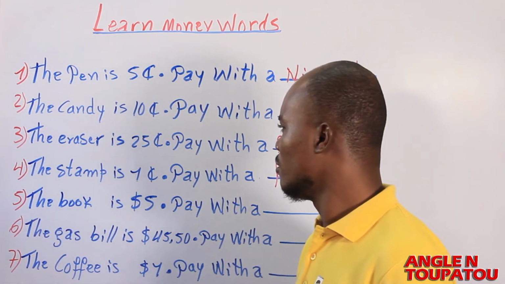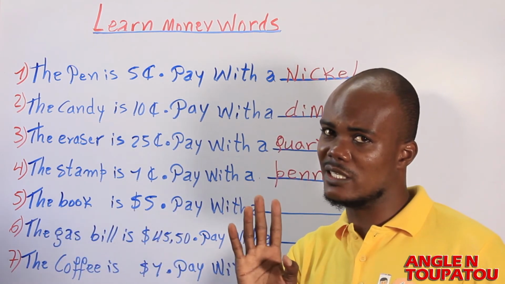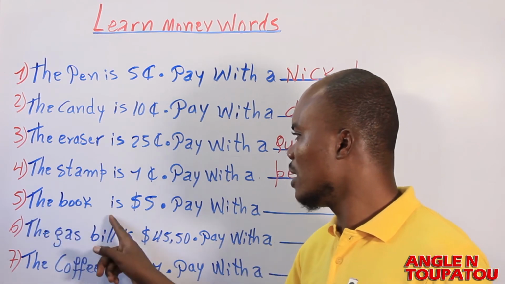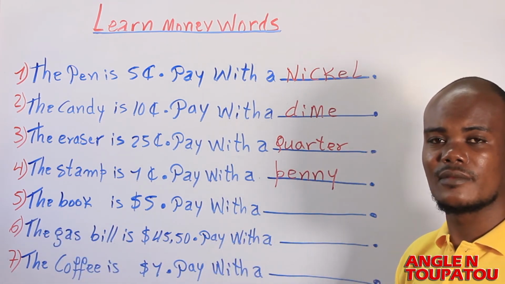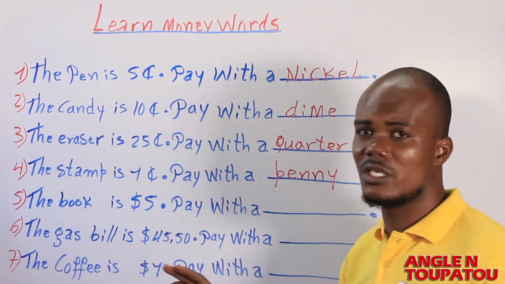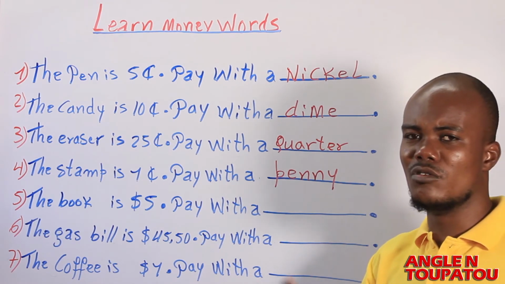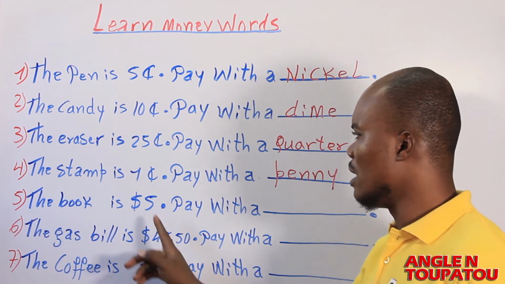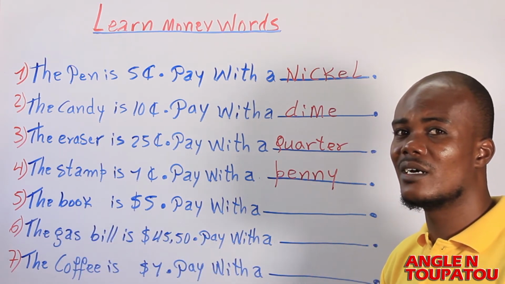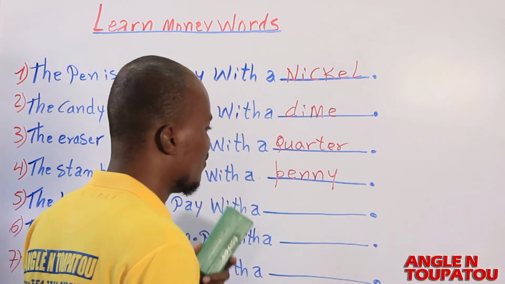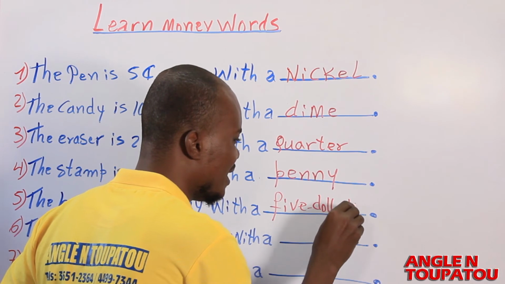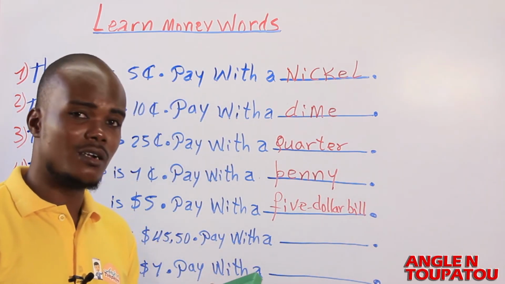Now, come on. The book is $5, not cents. The book is $5. Pay with a what? I can have many bills that equal $5. The book is $5. Pay with a $5 bill. All right, that's it.